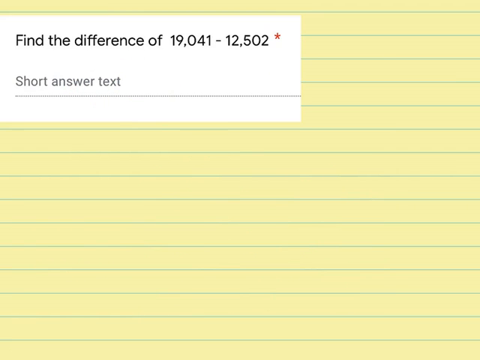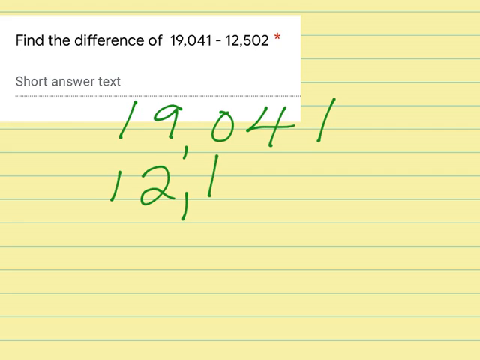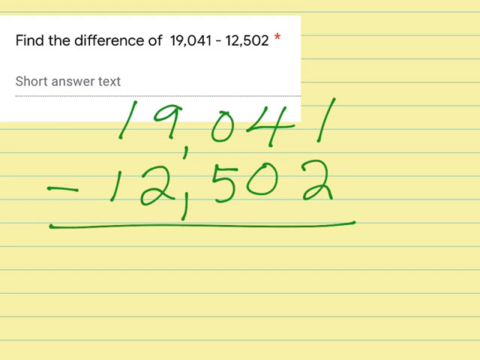Okay, now I have 19,041. Remember, space out your digits so that you have room to borrow and regroup. Okay, I cannot do 1 minus 2, so I'm borrowing from my tens. I now have 11 minus 2, which is 9. 3 minus 0 is 3.